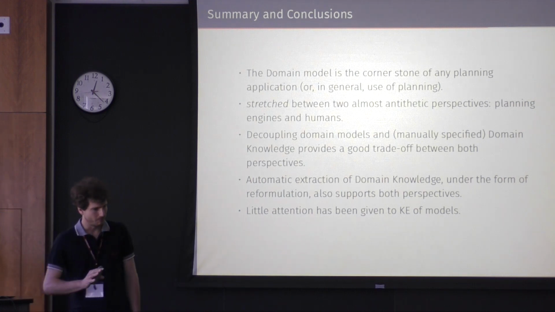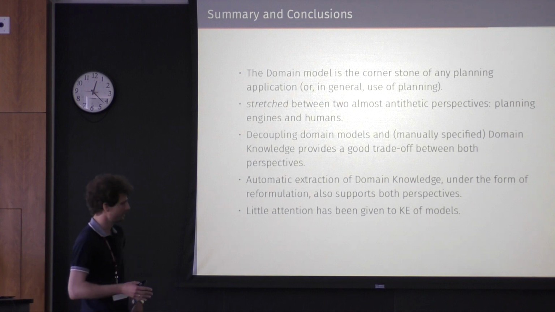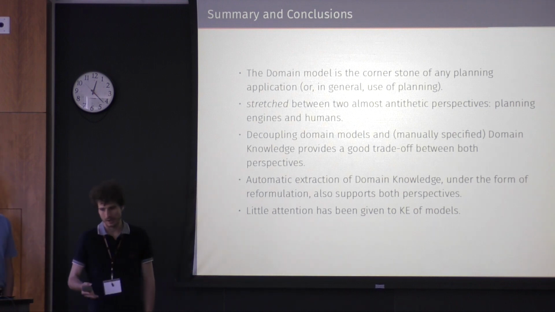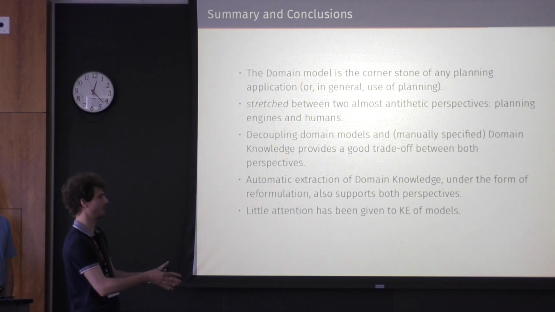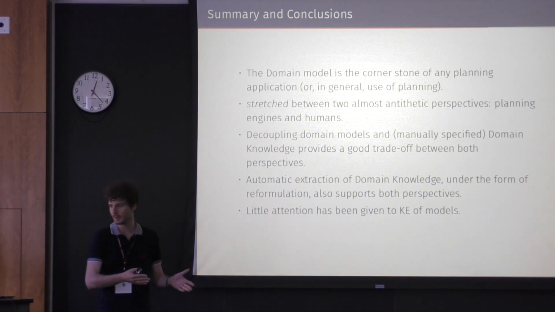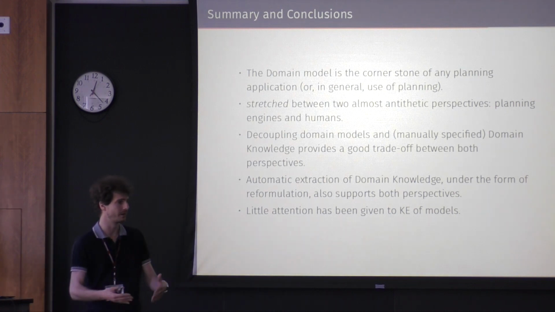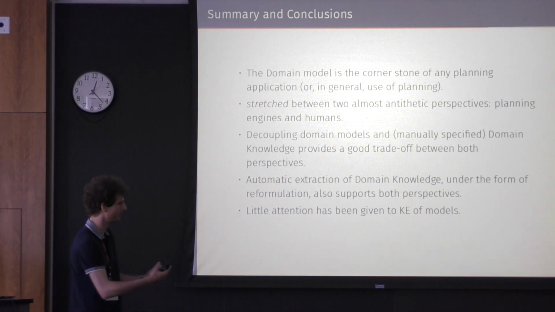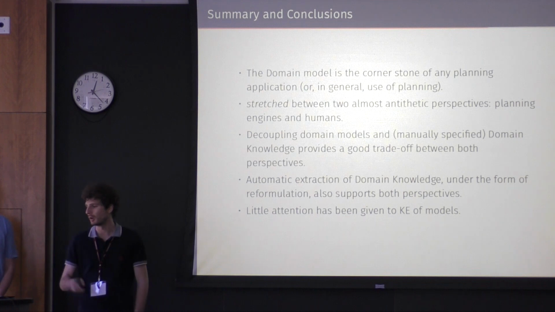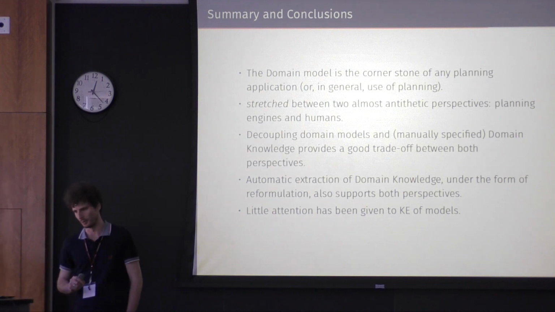These two perspectives can somehow be merged, in the sense that since we have decoupled the domain model from the planning, we can put them together using domain knowledge. So you have an initial model which is human readable and which has all the characteristics and properties which make it okay for a human. You reformulate it in some way, and we have shown some ways of doing this reformulation. You provide it to the planner, which will then be happy to reason on this planning-friendly form.